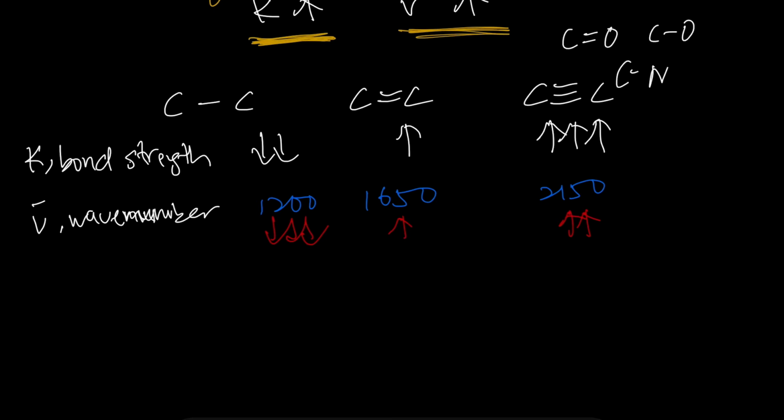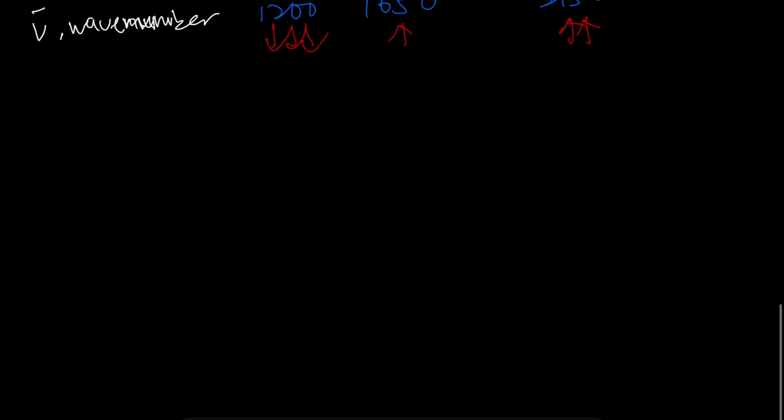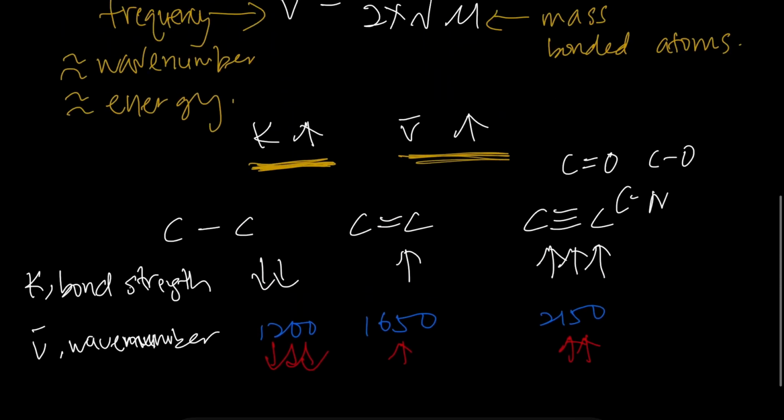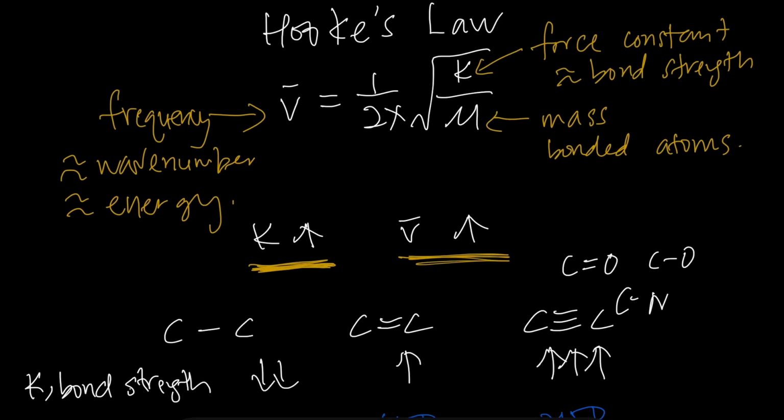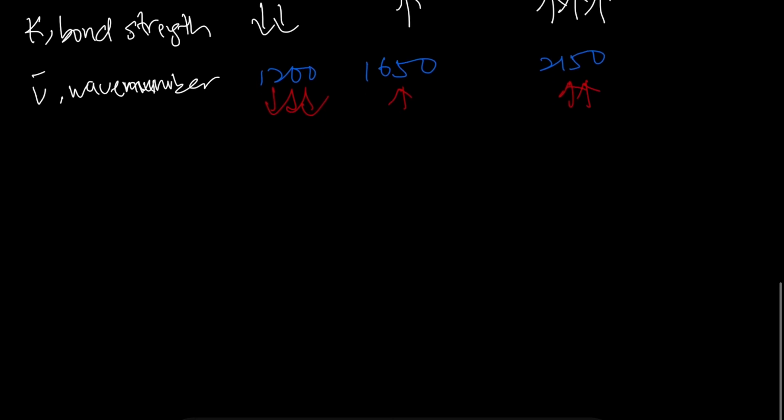Now let's look at the mass, the mu. From the equation, we know that the relation is inversely proportional. When the mu or the mass increases, the wave number decreases.